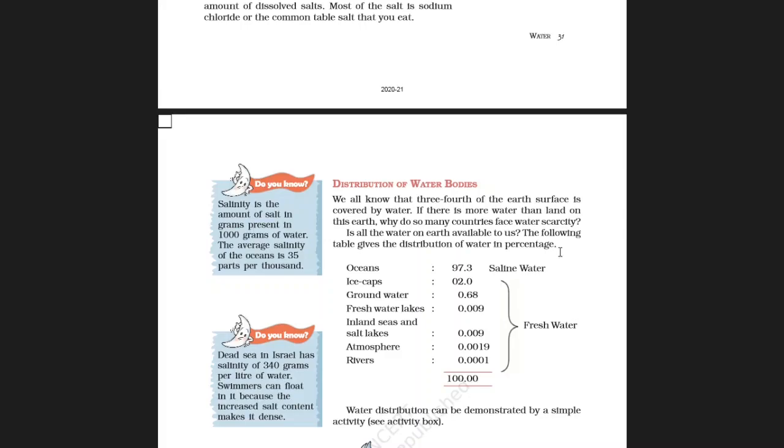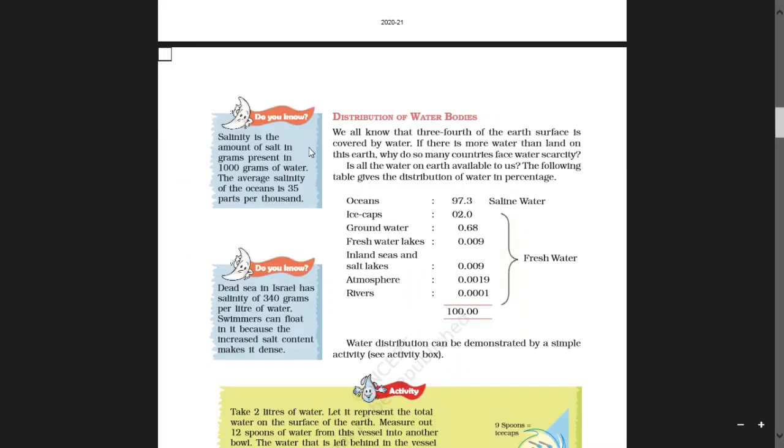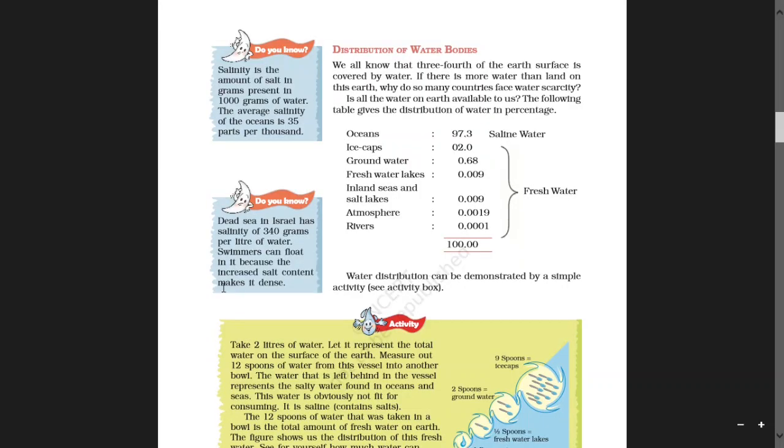Boys, have a look again at the left margin of this page. Salinity is the amount of salt in grams present in 1000 grams of water. The average salinity of the oceans is 35 parts per thousand. Tick mark it, and know it. The Dead Sea in Israel has a salinity of 340 grams per liter of water. See what a huge quantity of salt is mixed there. Swimmers can float in it because the increased salt content makes it dense.